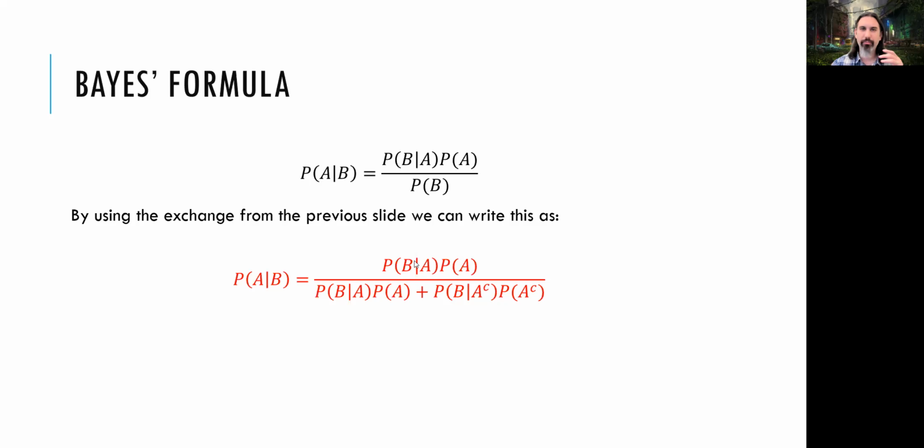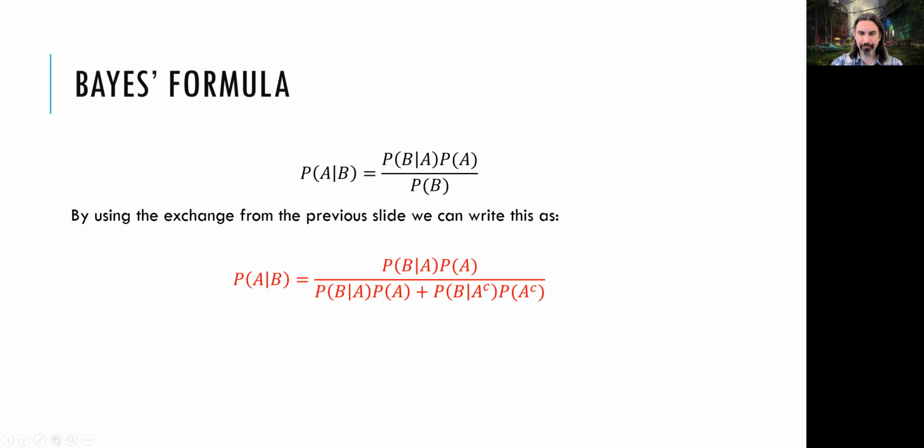So the number of probabilities we have to calculate is not that large. There are only 4 pieces that you want to find out about: B given A, B given A complementary, A, and A complementary. These 4 probability values have to be calculated to find out the probability of A given B.